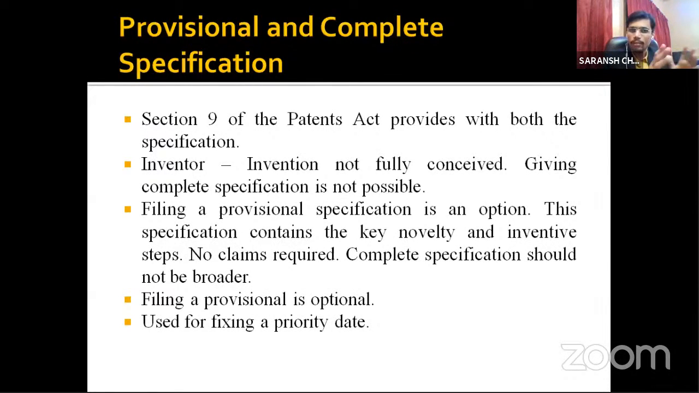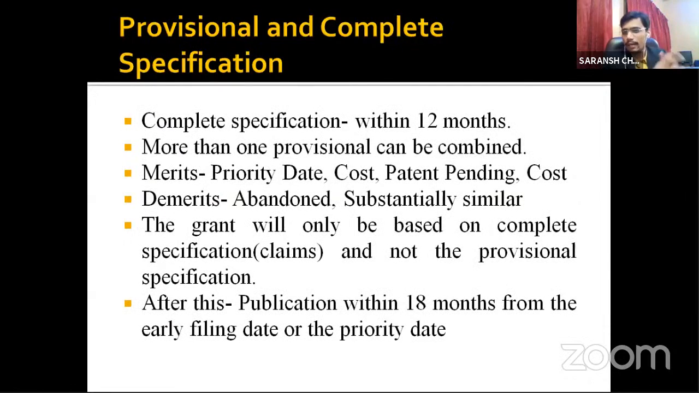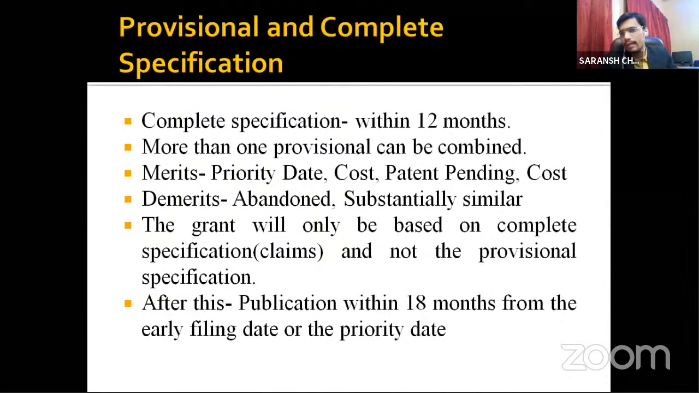Coming on to this, as I told you, within 12 months, more than one provisional application specification can be filed. Let's say if you filed on 1st February, you can file again in March, you can file again in June, July, whatever you are thinking, you can file it.